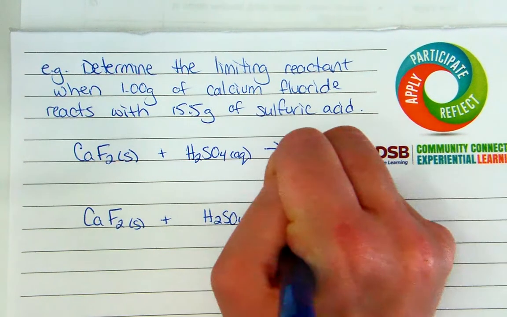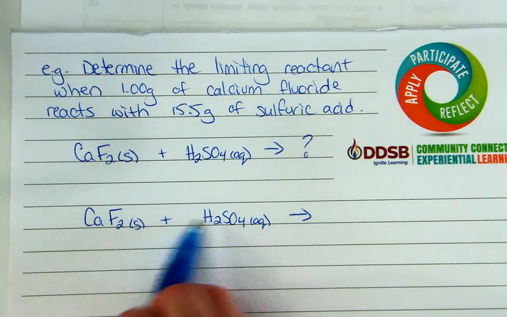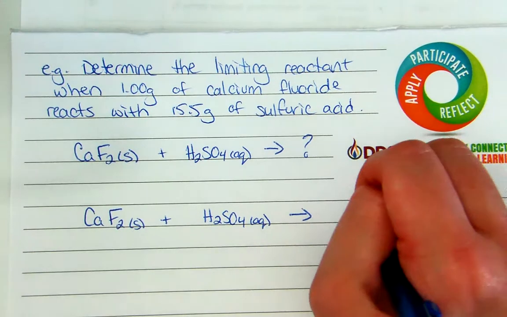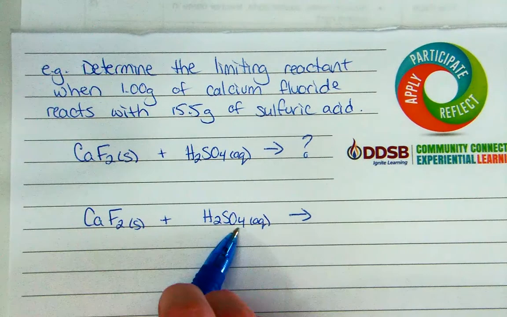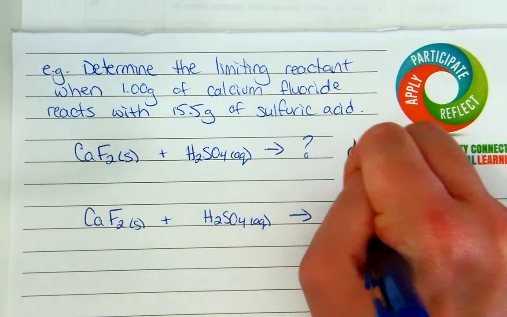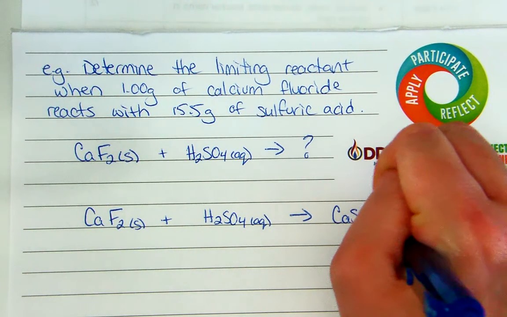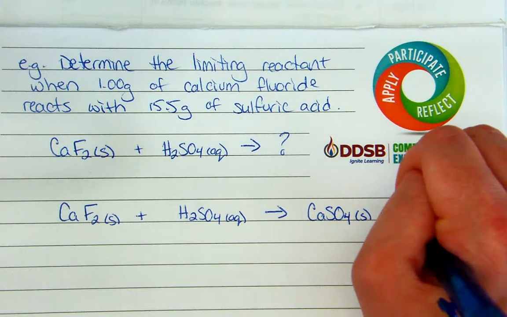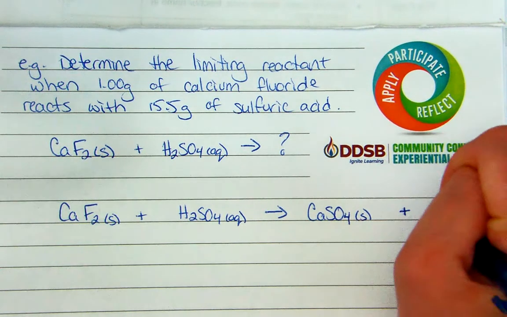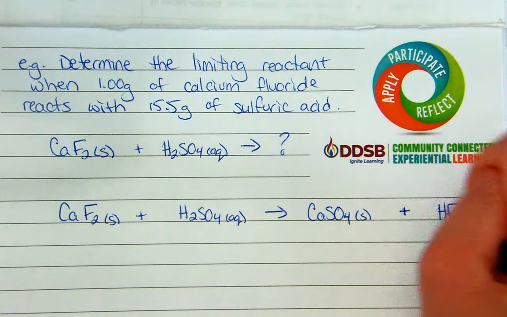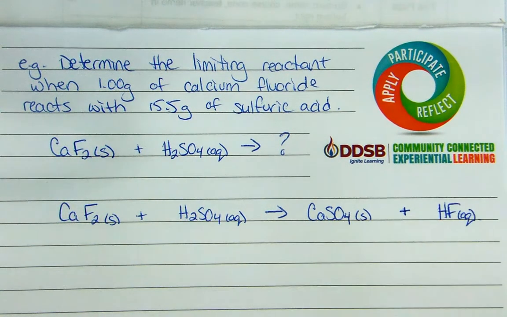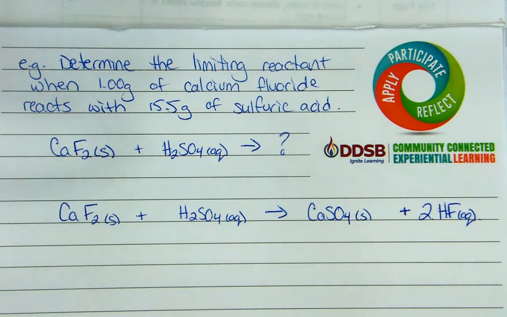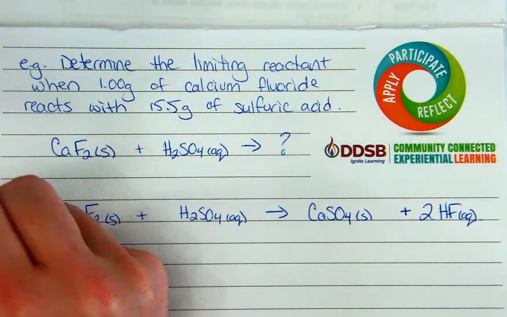Okay, double displacement. I know that the cations switch places, so I'll have a compound that's hydrogen and fluorine, and I'll also have a compound that's calcium and sulfate. Calcium sulfate is a solid. We are going to learn how to predict whether it's solid or liquid in our next unit in May, which is startlingly close. And then we have hydrofluoric acid. And then we need to go through and balance it, which is done like so. Okay, so start with your chart.